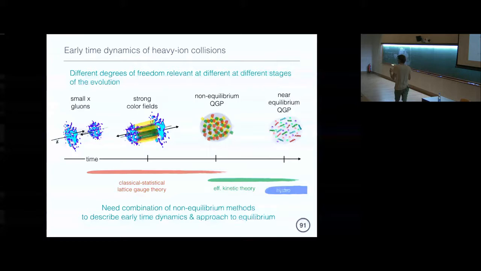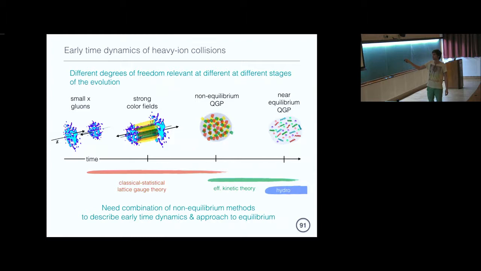And so what you find doing these kinds of calculations, and these are really amazing calculations that have been done, part of which you can do on pen and paper, is that as these nuclei collide, they will generate some very strong color field, essentially mediating the exchange of color charge between the charges that reside inside the nuclei.